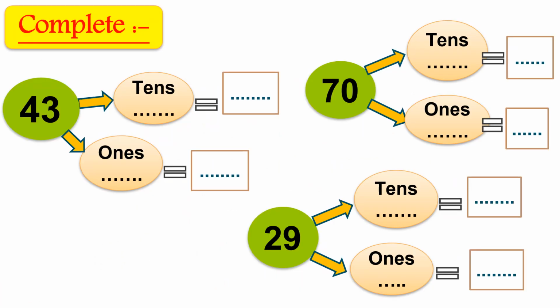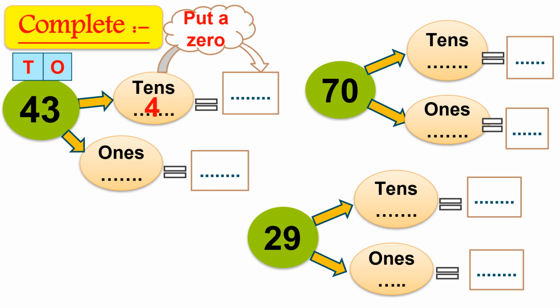Complete. I have here 43. So, first step, I will put the houses ones and tens. 4 is tens and 3 is ones. 4 tens means that I will put 1 0. So the answer will be 40. And 3 ones. 3 ones mean I will write 3. No 0.